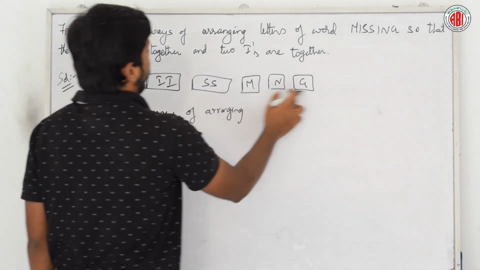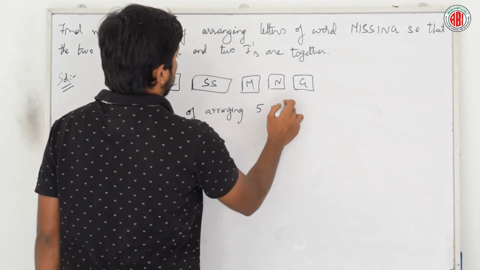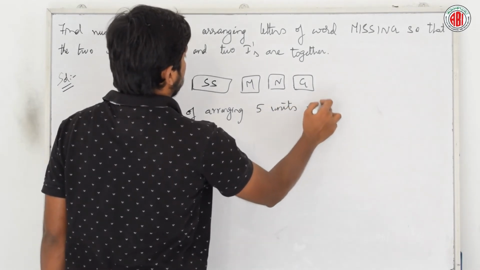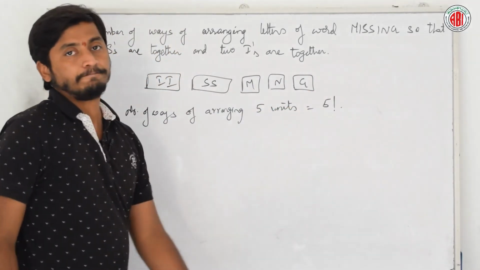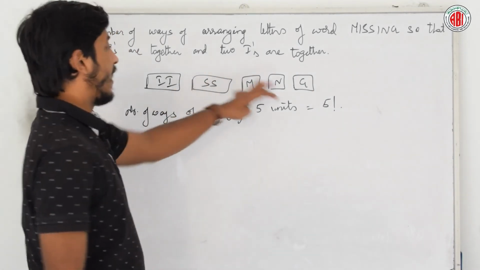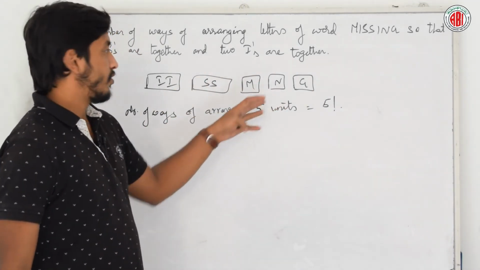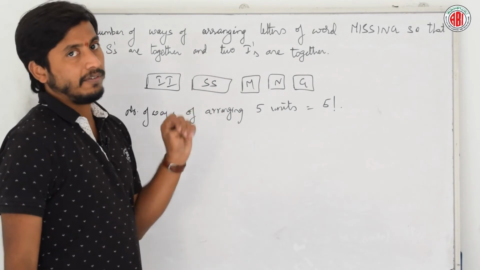1, 2, 3, 4, 5 units. Right? Which is 5 factorial, isn't it? We have only 5 units separately. There is no repeating unit here, so we'll have only 5 factorial.